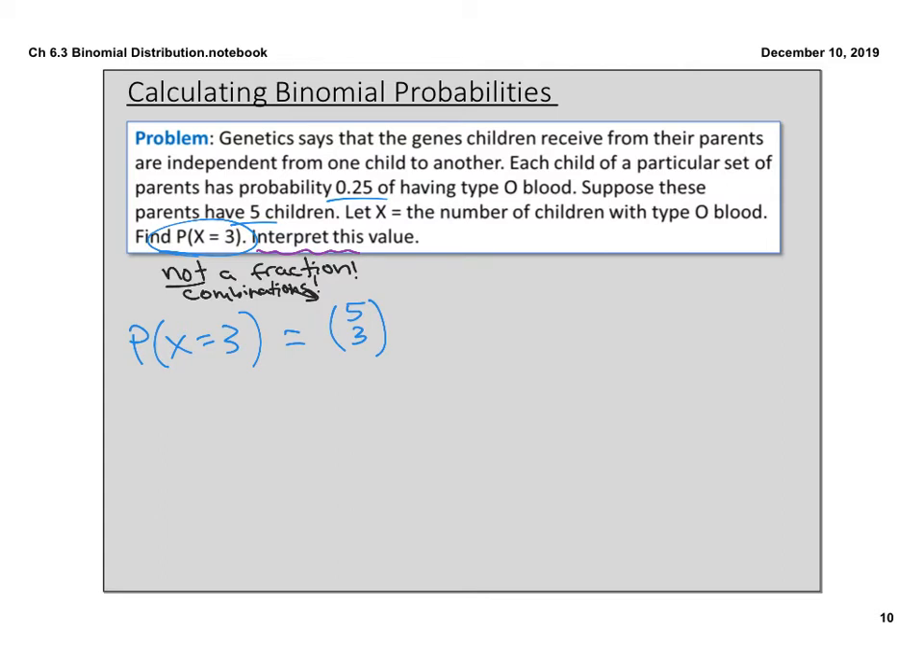Okay, moving on. Then probability of successes, that's 0.25 times itself 3 times, for the 3 kids that get the type O blood and have that success. Then probability of failure. If 3 kids have success, then 2 kids have a failure, or in other words, that's 5 minus 3, which is the second power. So number of ways to pick 3 successes, times 3 successes, times 2 failures.